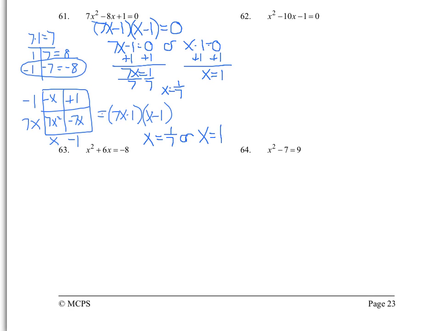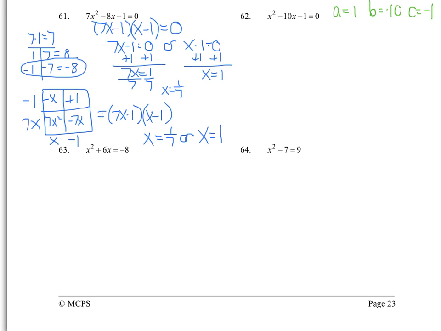For number 62, I have x squared minus 10x minus 1 equals 0. And I know that there's nothing that I can multiply to get negative 1, which will add to negative 10. So I'm going to use the quadratic formula. So a is going to equal 1, that's the coefficient of my quadratic term, my x squared. b is going to equal negative 10, and c is going to equal negative 1.